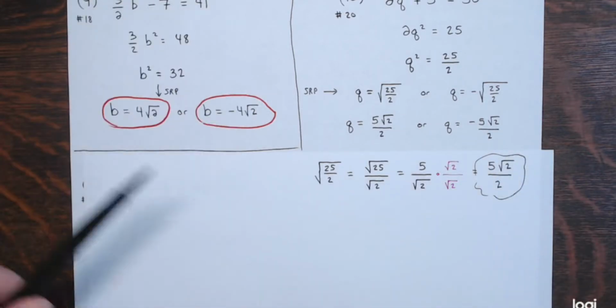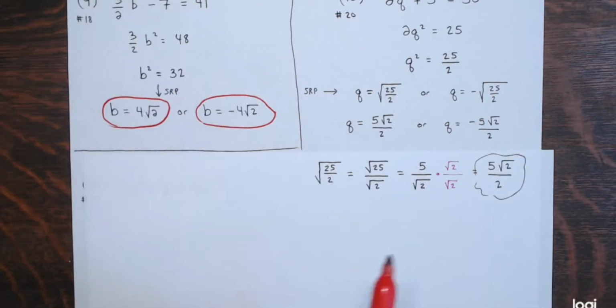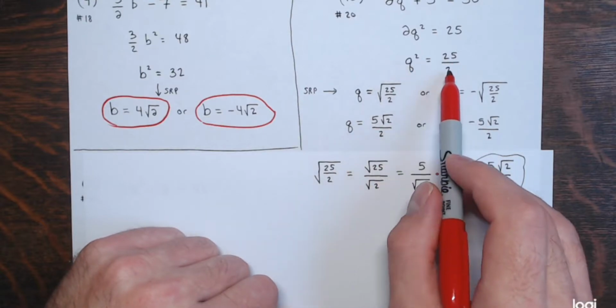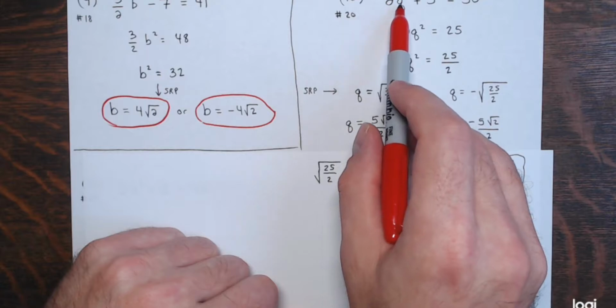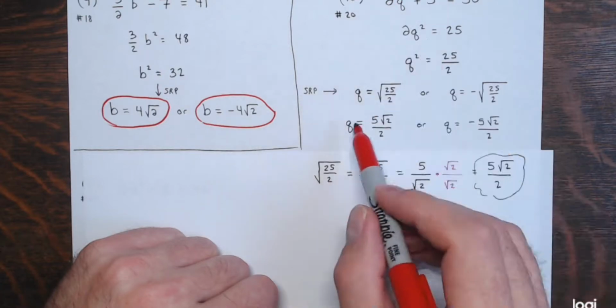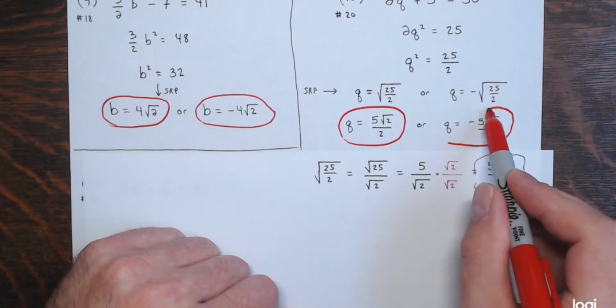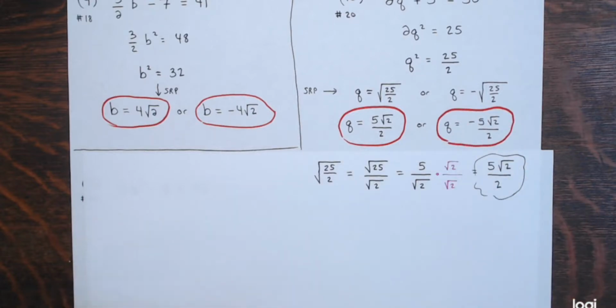Right. And if you check them, either one of these numbers, when you square, gives you 25 halves. And 2 times 25 halves would be 25, plus 5 is 30, so both of these work. Wonderful. All right.